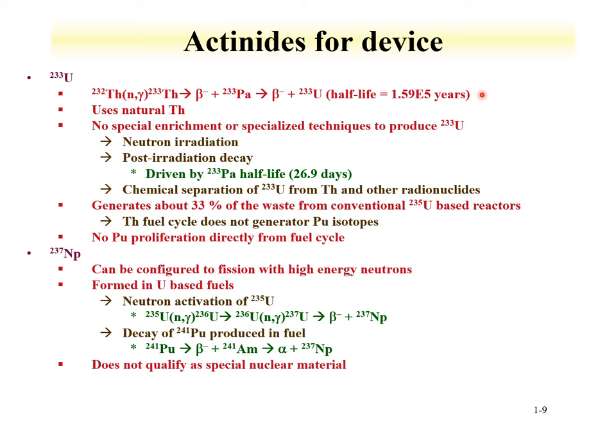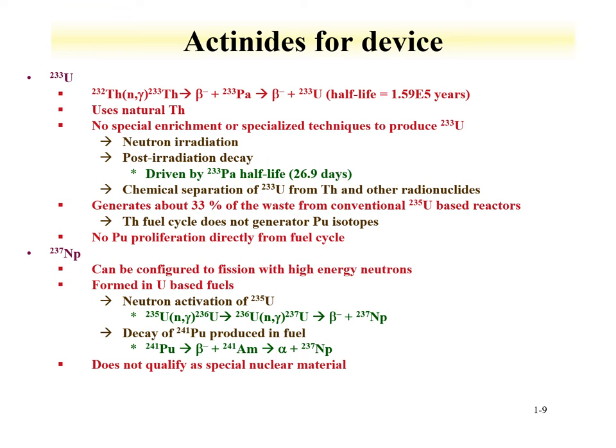This reaction uses no specialized equipment or specialized techniques to produce the uranium-233. It is simply the neutron capture on thorium-232. Some decay is needed after irradiation, and this decay is driven by the protactinium-233 half-life of about a month. So you'd want to irradiate the material, let it sit for a few months, so that protactinium decays into the relatively long-lived uranium-233. You would need to do some chemical separation of uranium from thorium and other radionuclides that are present.